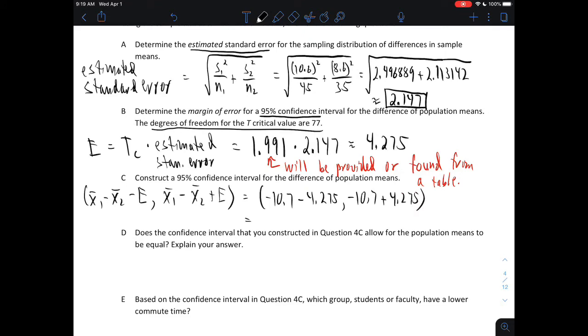And so what I get for my confidence interval is negative 14.975, comma, negative 6.425. That is my confidence interval.